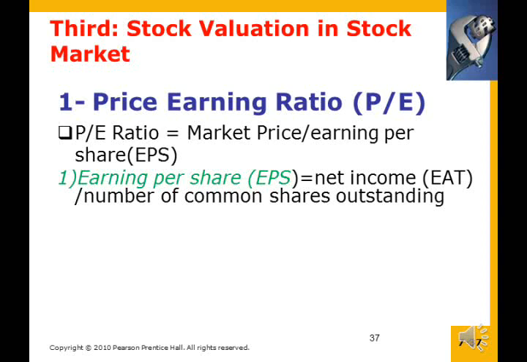The earning per share, we said in the income statements that we can find the earning per share by dividing the net income over the number of common stocks or common shares. The net income after deducting all the expenses, okay, we divide this net income by the number of common stocks or common shares to find the earning per share. So the PE ratio equals the market price over the earning per share.